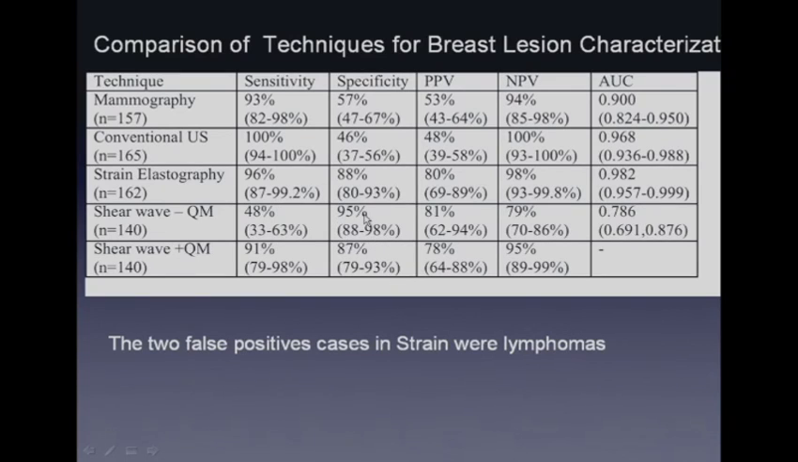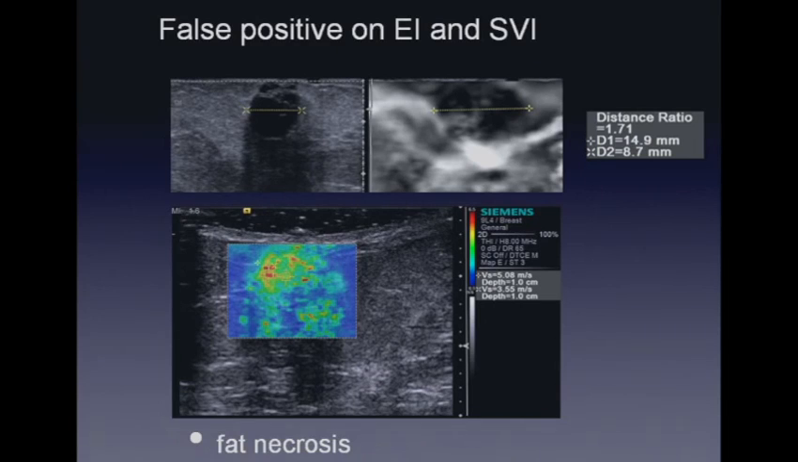The strain imaging seems to have a slightly better sensitivity, and the shear wave imaging appears to have a slightly better specificity. We have to realize that we will never have 100% sensitivity or specificity because in our lab we have some cases that are often false positive and false negative. One of the false positive cases that we often see is fat necrosis, which is usually in its early stages.